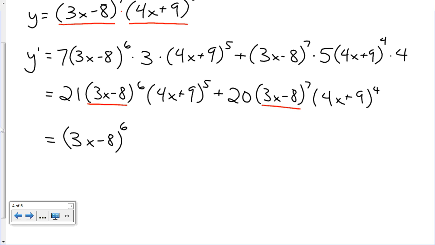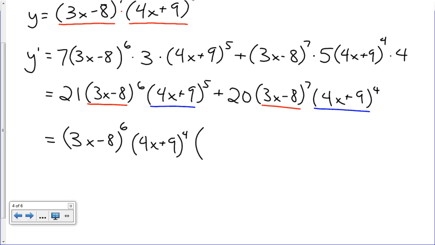And if I look a little bit closer, I see that I've got 4x plus 9 in the first term, and a factor of 4x plus 9 in the second term. I've got 5 of them in the first term, 4 of them in the second term. That is, it's raised to the 5th power and the 4th power, respectively. So I can factor out 4 of those, 4x plus 9 to the 4th.